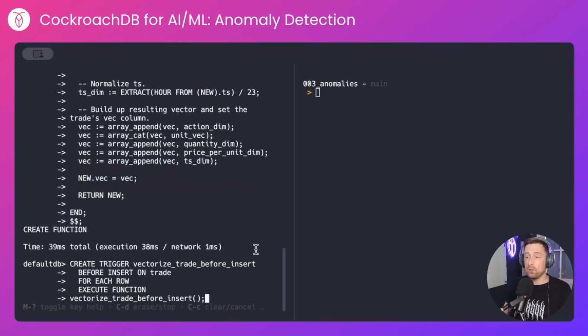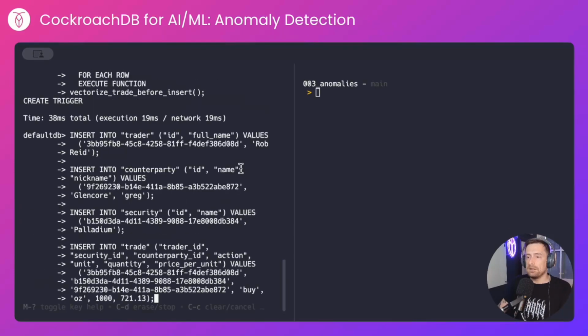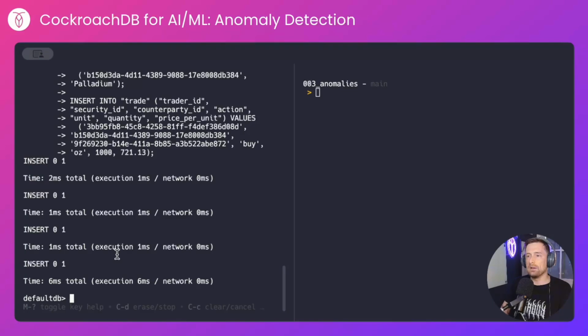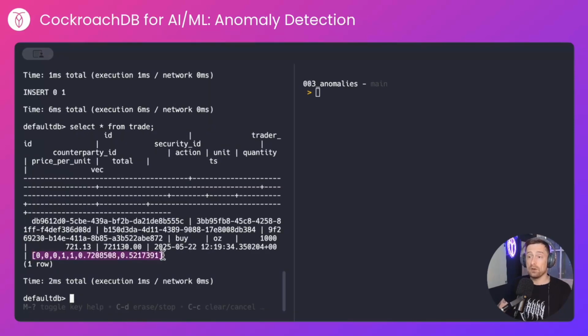And finally, the before insert trigger. For every row in an insert batch, I'll execute the vectorized trade before insert function, and that will ensure that the vector is also populated. I'll insert some test data. And if we look at the trade now, we'll see that the vector has also been populated, and that would have been through our trigger and function.